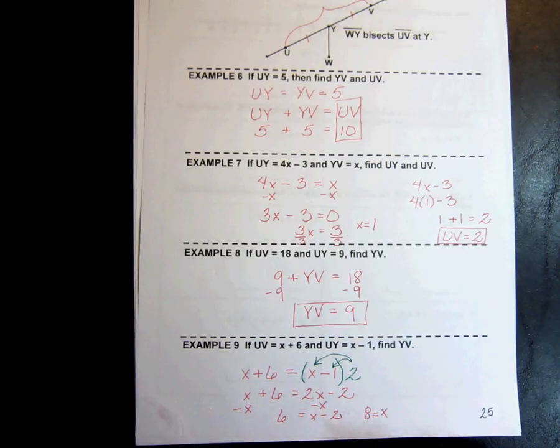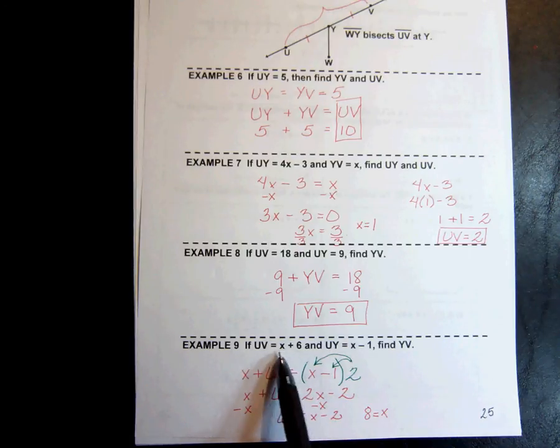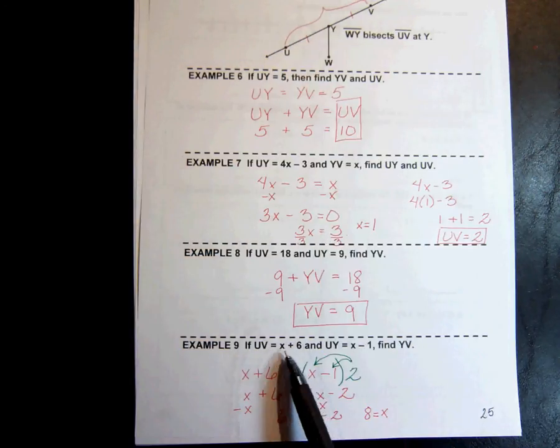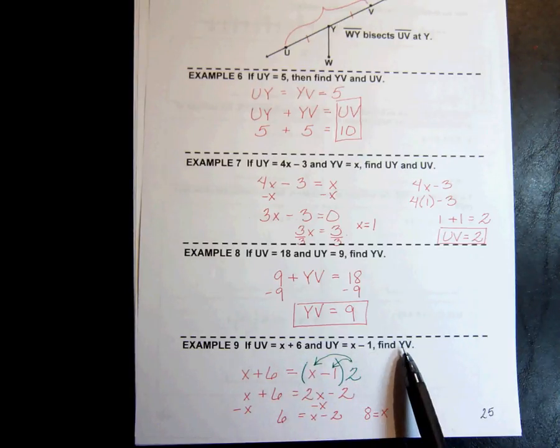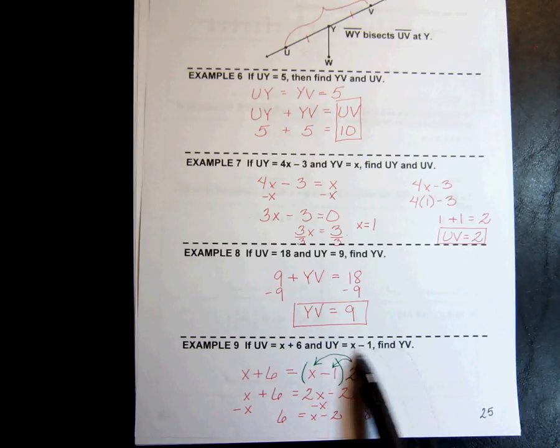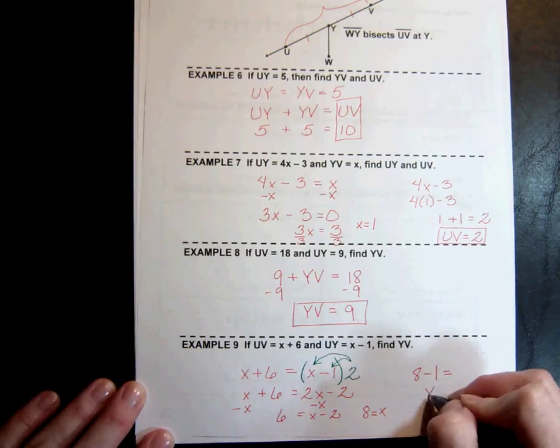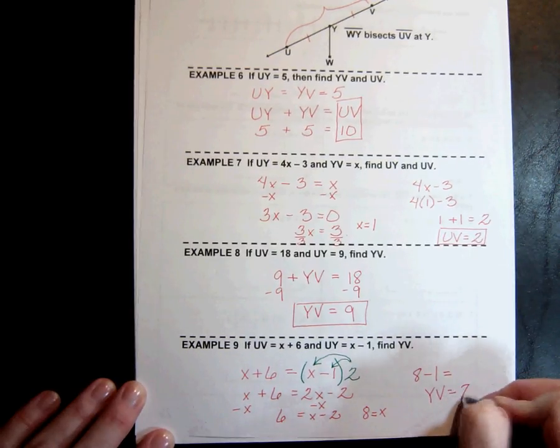Okay, again, remember you're not finished when you just get x equal to 8, because notice how they're showing both the partial and the full UV with expressions that have addition and subtraction. So if I'm trying to find what YV is, that's the part that's equal to this one. So you're just going to take that 8, subtract 1, and so YV is equal to 7.